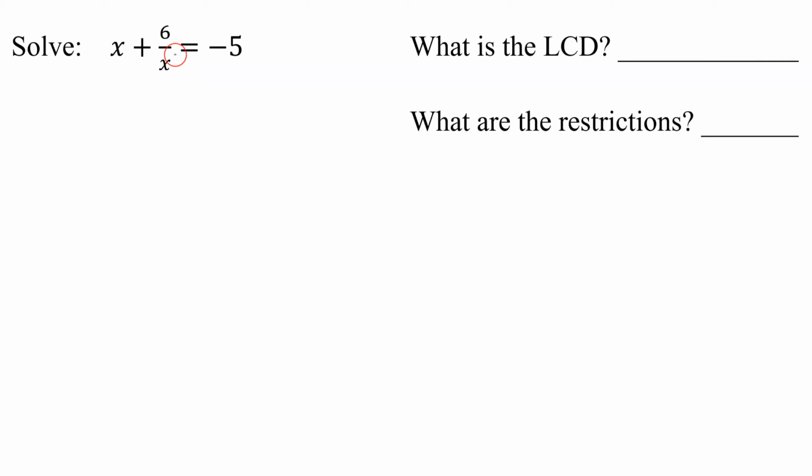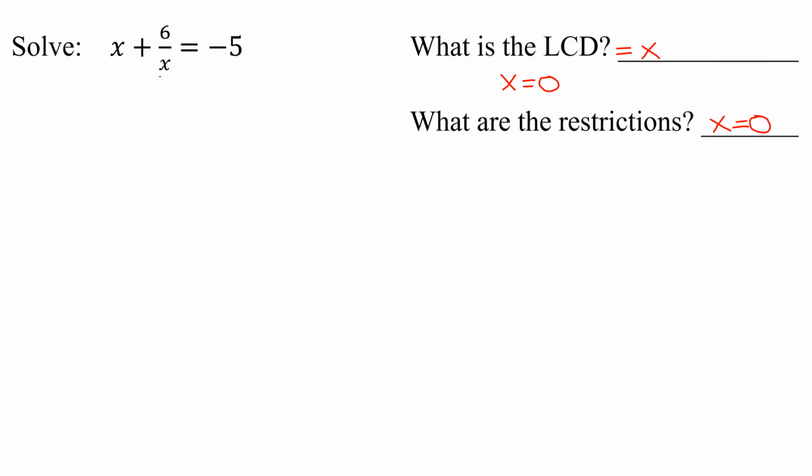This is an easy one. There's only one denominator, so the LCD equals x. Next, we need to find our restrictions on our variable. These are the values of x that make a denominator 0. So to find it, you take the LCD and set it equal to 0. This is already solved for us, so what's our restriction in this problem? x equals 0. That means if 0 is one of my answers, I have to throw it out. It's an extraneous solution because it will make this denominator 0. And remember, division by 0 is undefined.